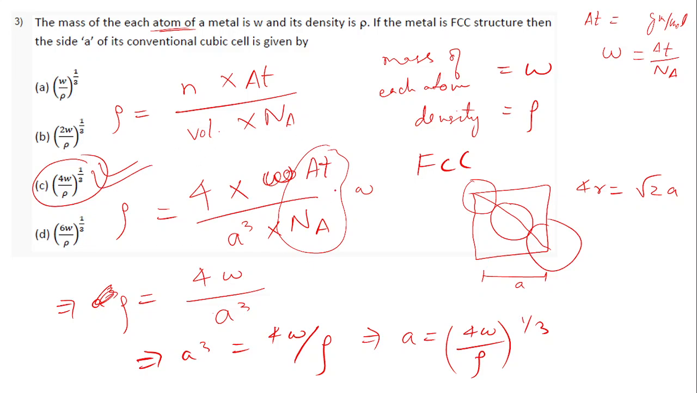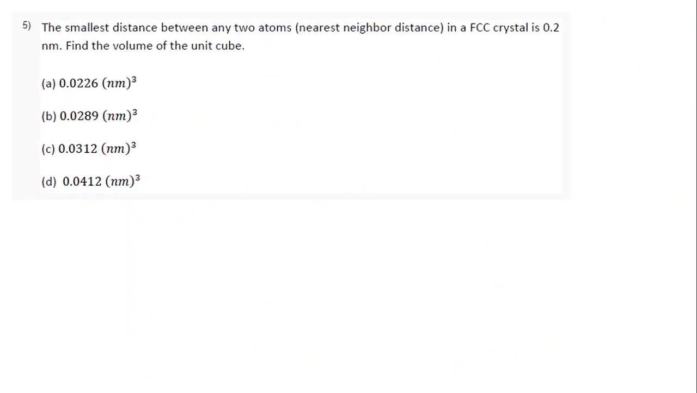So this you need to keep in mind. Atomic mass is given in gram per mole, and 1 mole has Avogadro number of atoms in it. That's why we divide. So if we have been given the mass, that means atomic mass divided by Avogadro number is our mass. Okay, and next question.